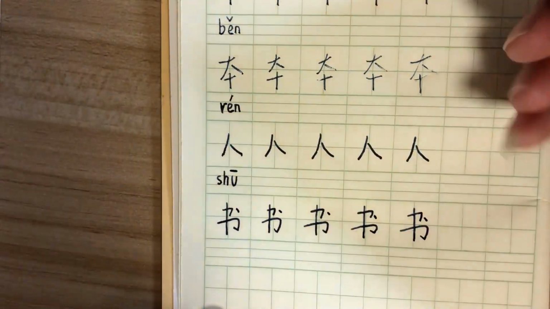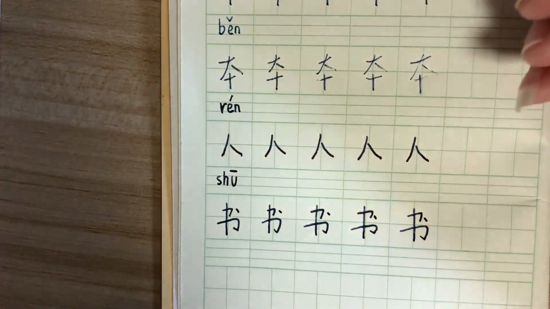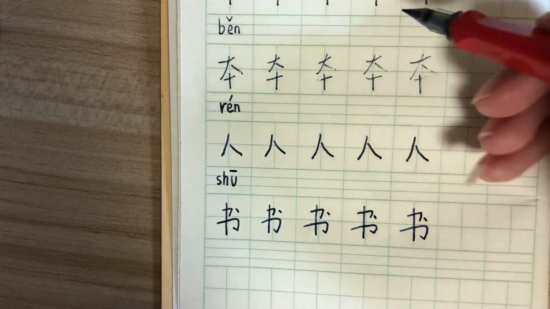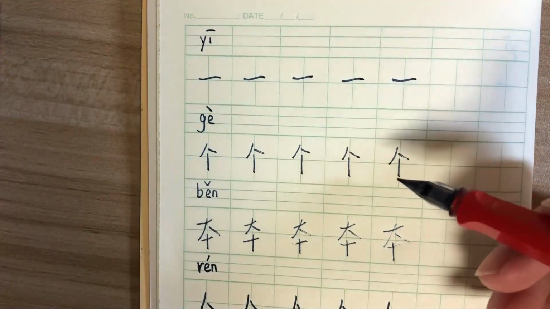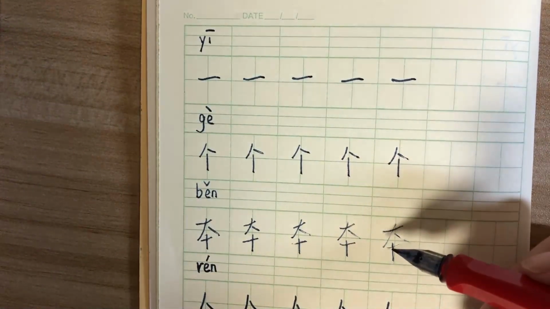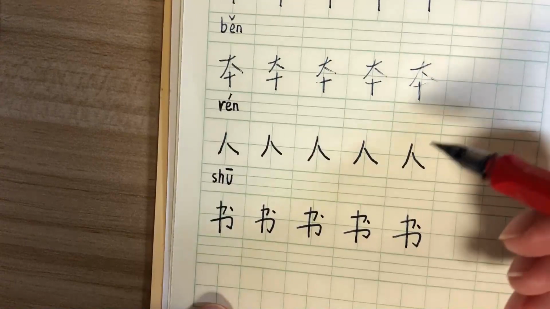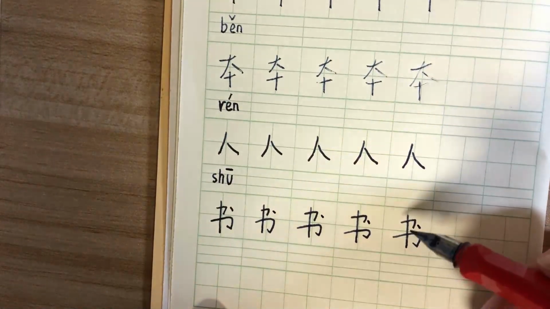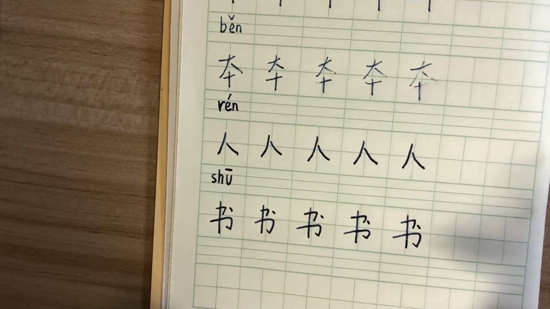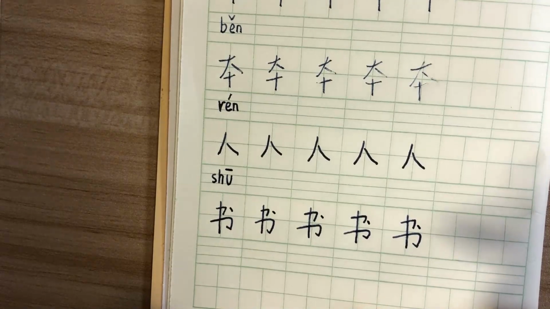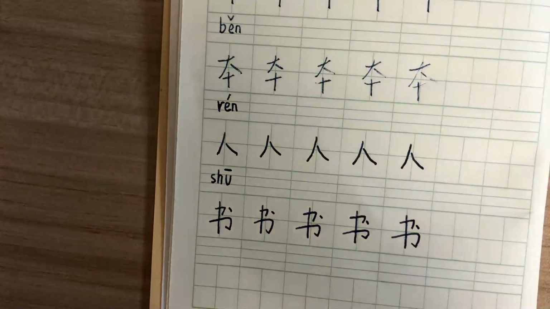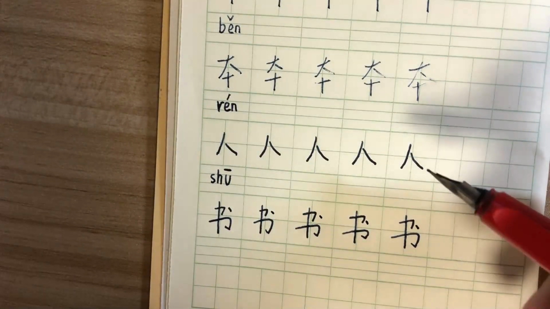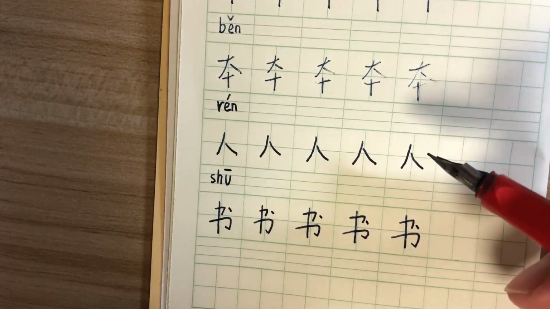Alright, those are all 5 characters: 一个本人书. Next we are going to use those 5 characters to combine them so we can form some phrases.